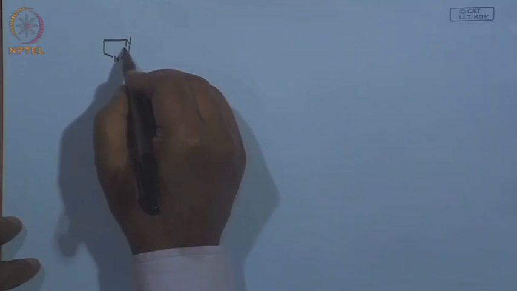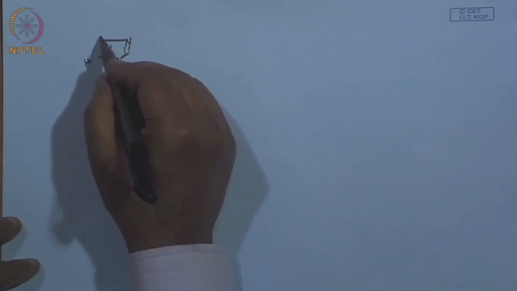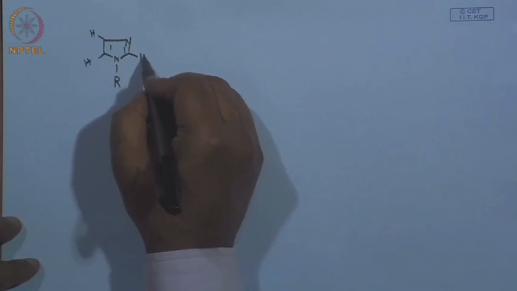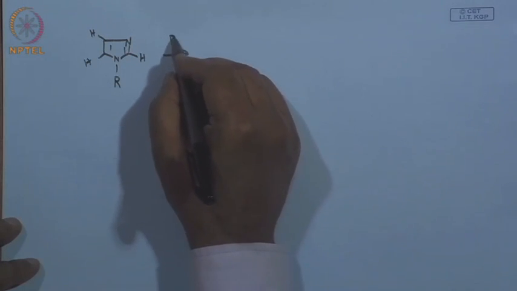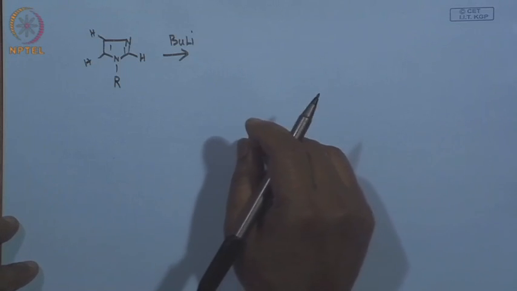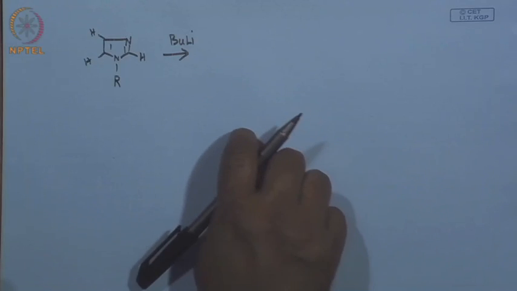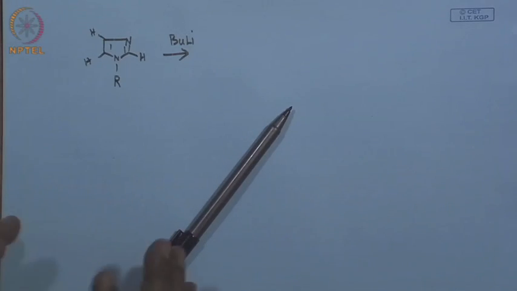It is an N-protected imidazole, and you have, let us say, R. Now, what you can see, you have 3 chemically non-equivalent hydrogens. Now, if you use butyl lithium, what is expected? So many things are expected actually. For any reaction, your starting point should be the reagent. So, you have to first have an idea about the reagent: what are the different reactivity profiles of the reagent, etc. That you have to identify.